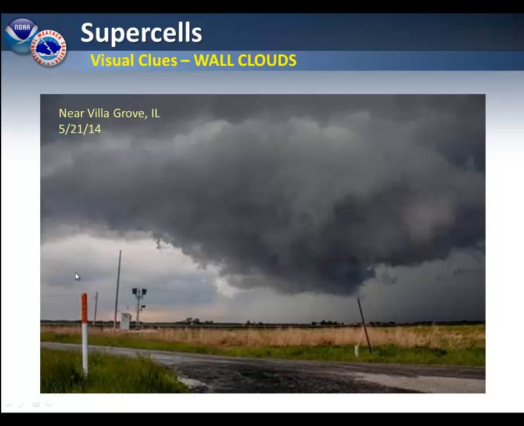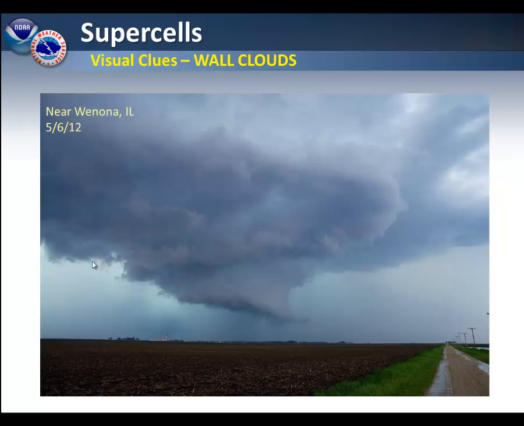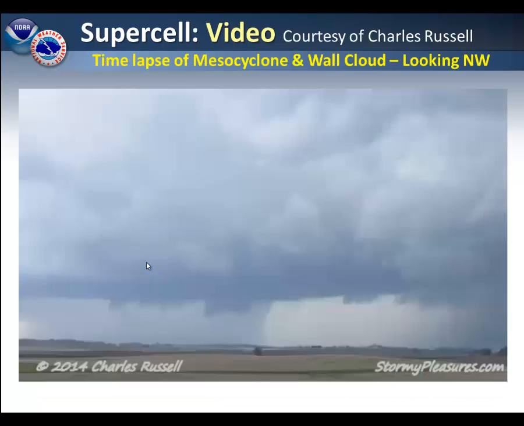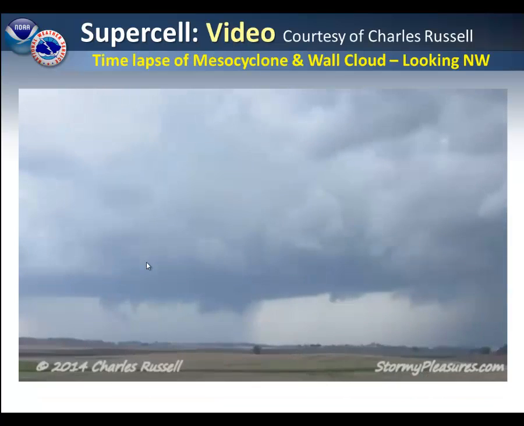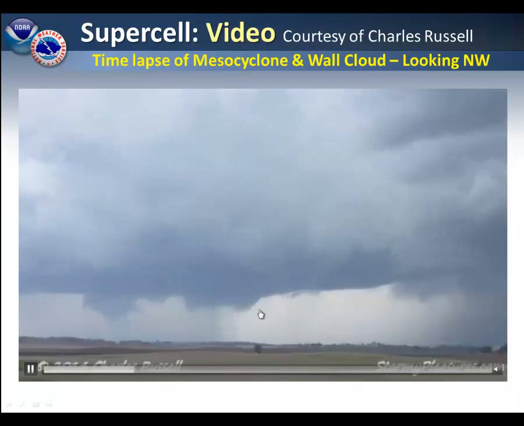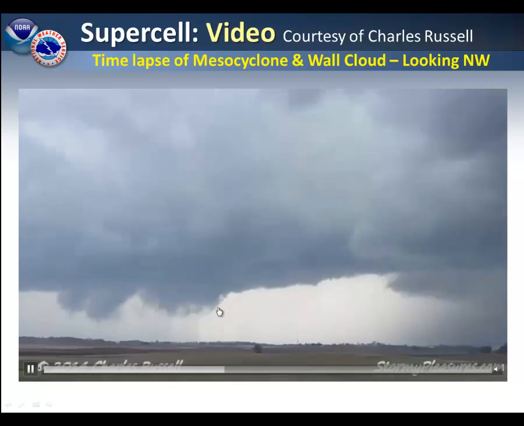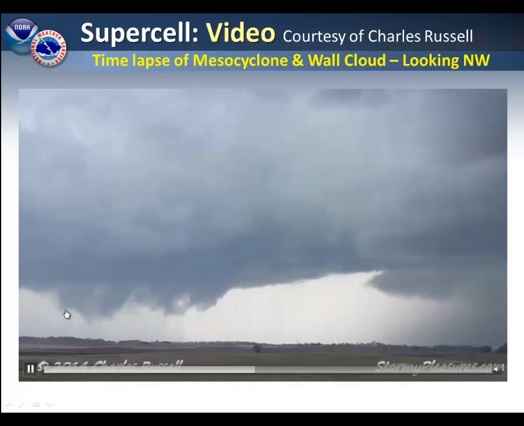Here are a few different examples of wall clouds. And in this visual loop of a wall cloud, this may be better to pick out some of the features. But in this area, you can see the rotation forming and developing as the loop goes on.